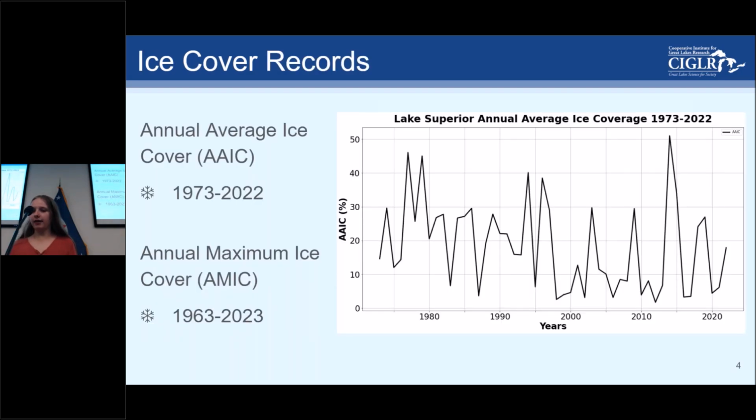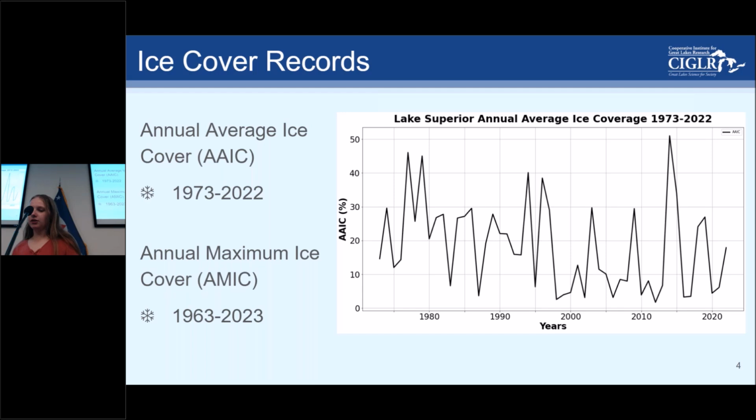So first, we have ice cover records going back 50 or 60 years, depending on if you're looking at average or maximum ice cover. First, there is annual average ice cover, or AAIC. This one is from 1973 to 2022, shown in a percentage in this graph over here. We can see that there is lower years of frequency for the ice cover compared to last year's, and then there is annual maximum ice cover, or AMIC, from 1963 to 2023.